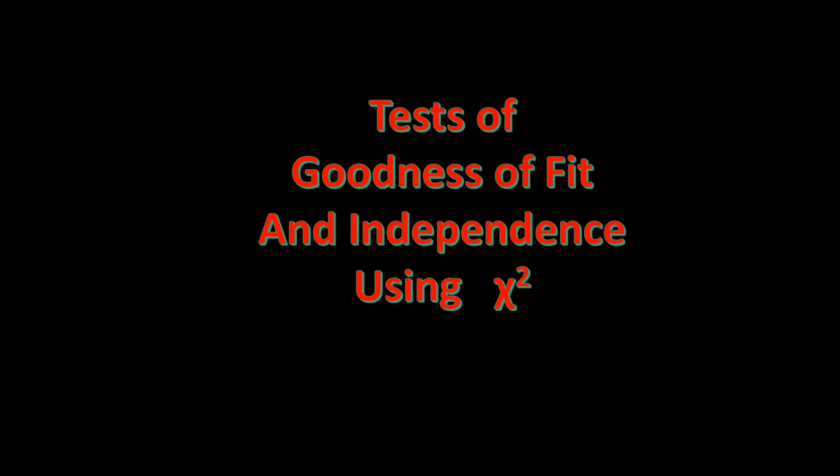Welcome to this tutorial on testing for goodness of fit and independence using a chi-square test of significance. You may be familiar with the Greek letter chi. It looks like this, an italicized X, but it is pronounced chi. And then we square it, so it is called chi-square. We will be using this chi-square as a test statistic for testing both goodness of fit and independence for categorical data.